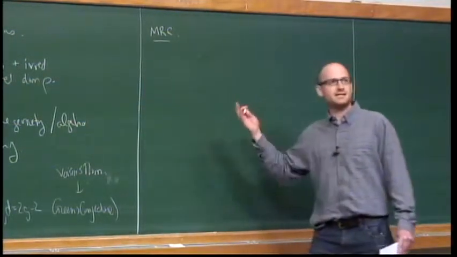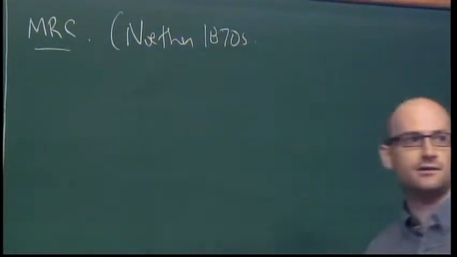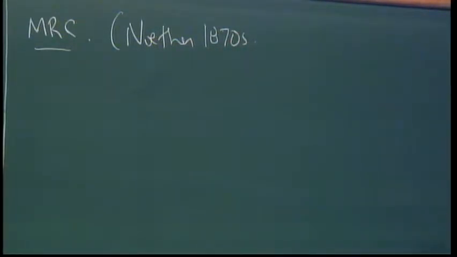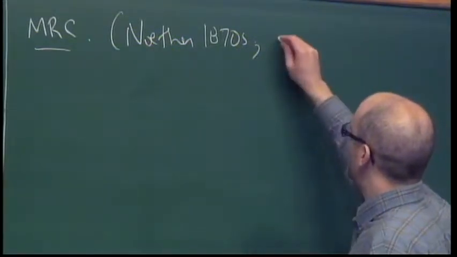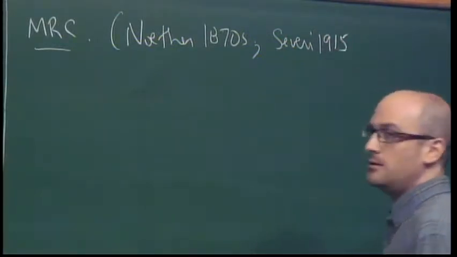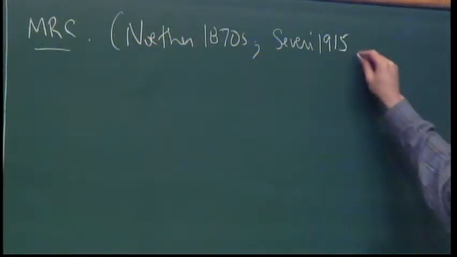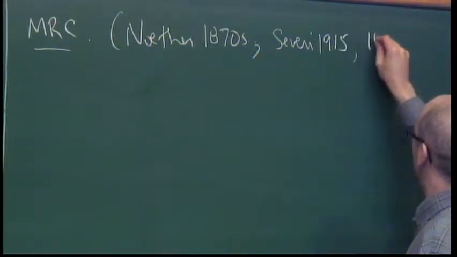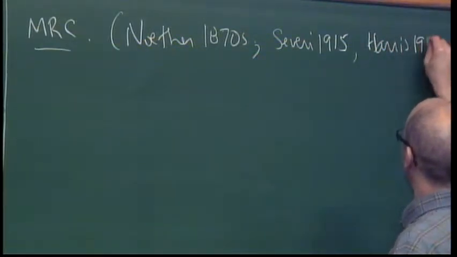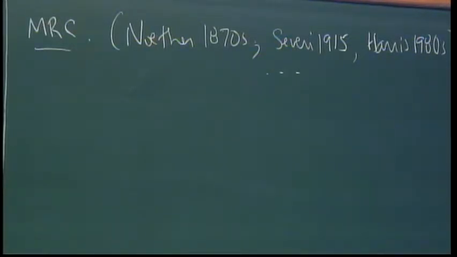And so the statement of this conjecture is attributed to Max Noether, who worked on related questions in the 1870s. It was studied by many people classically. Severi wrote about it in his paper on unirationality of Mg for small g in 1915, so a century ago. And this was popularized by Joe Harris in the 1980s. And many, many people have worked on this. So I'm not trying to give any sort of comprehensive history here.